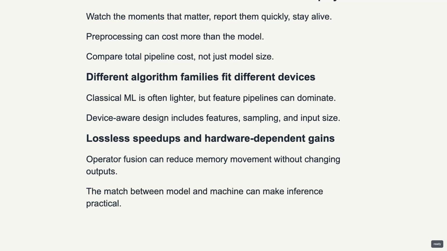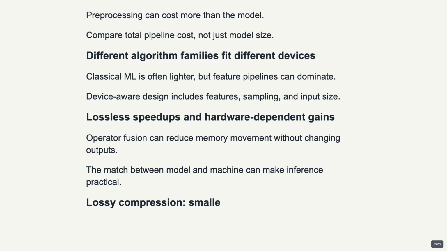Hardware acceleration works the same way. Quantized inference, vector instructions, or a neural accelerator can turn an ordinary model into something practical, because the gain comes from the pairing of software and device, not from the model alone. Other techniques change the model itself, so the efficiency gain comes with an accuracy trade-off. The important question is not whether compression helps, but how much behavior it preserves.